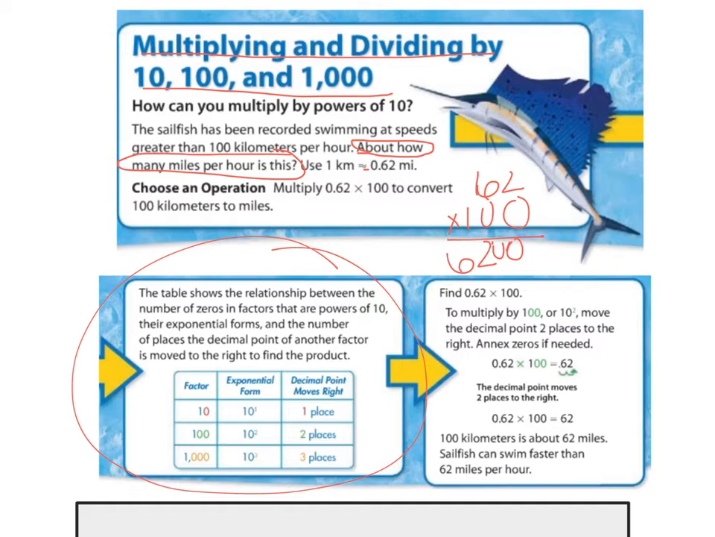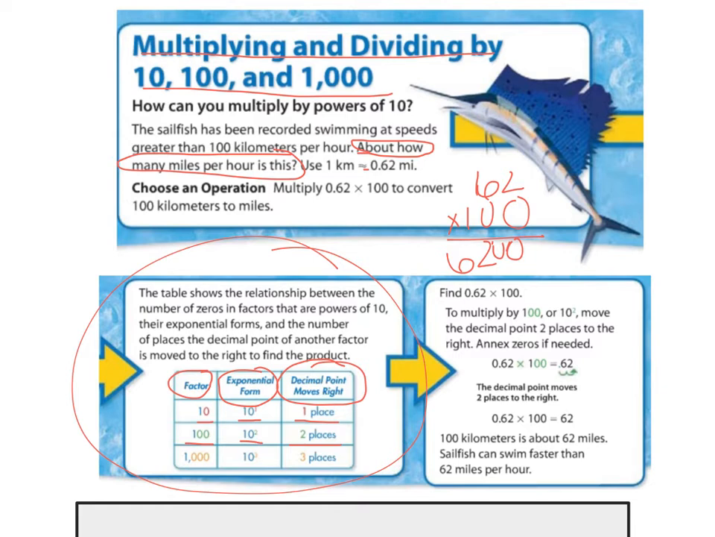Next, the table shows the relationship between the number of zeros in factors that are powers of 10. So factors are right here, their exponential forms, and the number of places the decimal point of another factor is moved to the right to find the product. All right, so we have the factor of 10, and the exponential form, which we learned in the previous lesson, is 10 to the first power. And if we do multiply by 10, you move the decimal point 1 to the right. And if we multiply by 100, which is 10 squared, or 10 to the second power, we move it 2 places to the right.